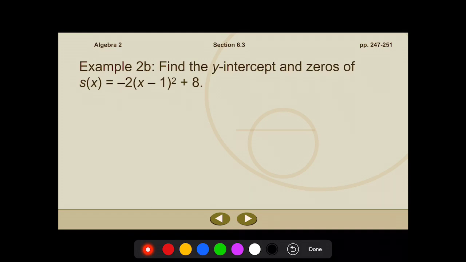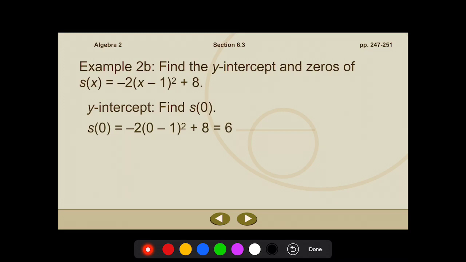So that's the whole concept today. Let's try another one here. Find the y-intercept and the zeros for this particular parabola or this quadratic. It's already written in vertex form, which is kind of nice. So to find the y-intercept, you plug in 0 for x. So they do that, and they end up solving, and they get s of 0 to be 6. That means that this graph crosses the y-axis at (0, 6).